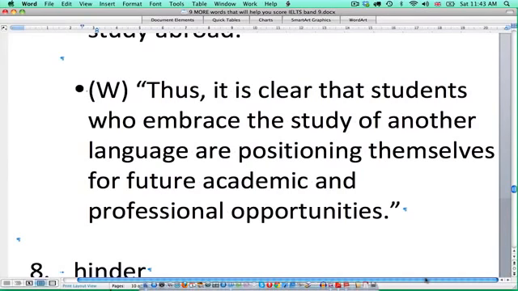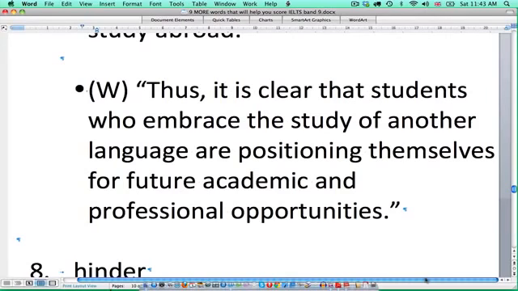There was a question not too long ago that asked, should students study another language? And you might use the word embrace here. Thus, it is clear that students who embrace the study of another language are positioning themselves for future academic and professional opportunities. You can tell by the language that this has a conclusive tone to it. So this would be the conclusion sentence to one of the supporting paragraphs.